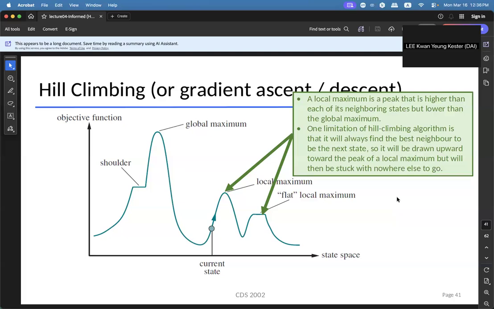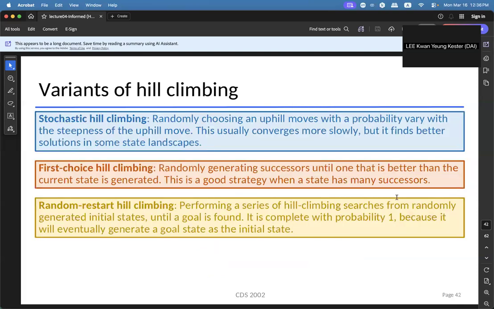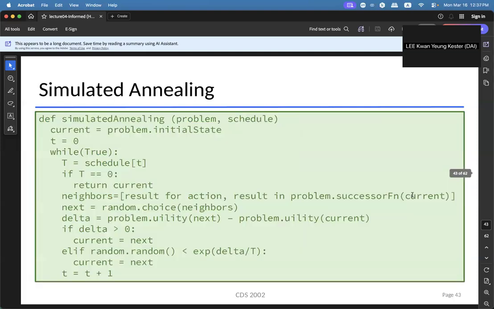Okay, let's continue. The next technique that we talk about, and we also talked about different variants of the hill climbing algorithm, though the description is right here, we have already discussed it in the previous lecture, so we can stop there. And the last time we also talked about simulated annealing.